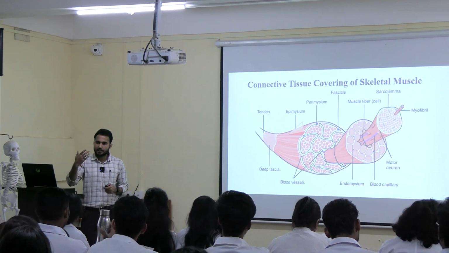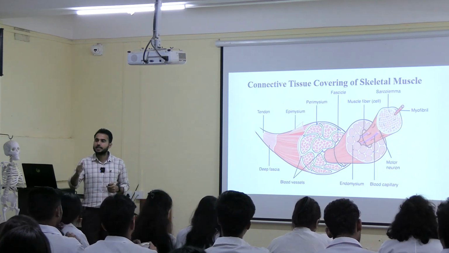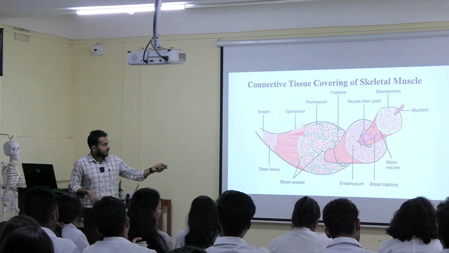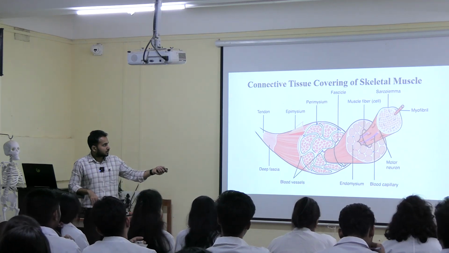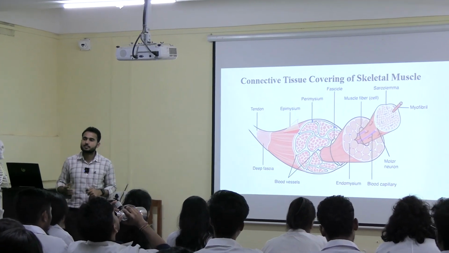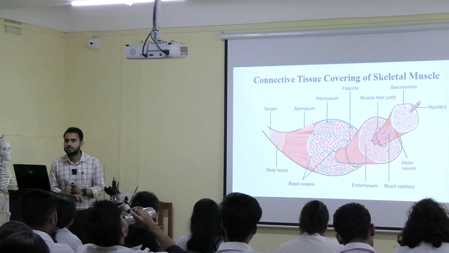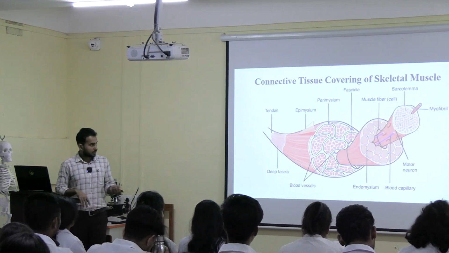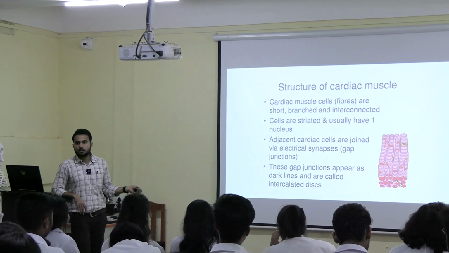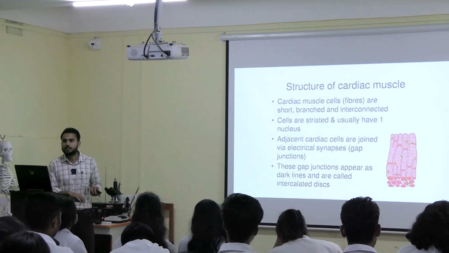So that along with the connective tissue covering, blood supply and nerve supply can reach the muscle fiber. Can you see the blood vessels and nerves? Can you see? So that the blood vessels and nerves can reach the muscle fiber, that's why the connective tissue covering is given. So that is all about the skeletal muscle.